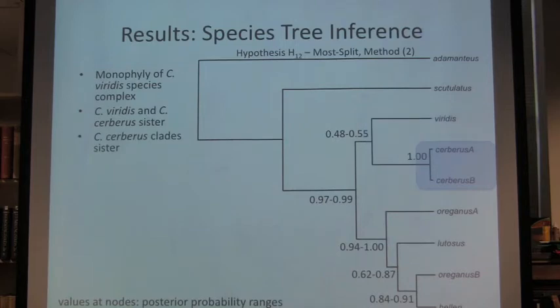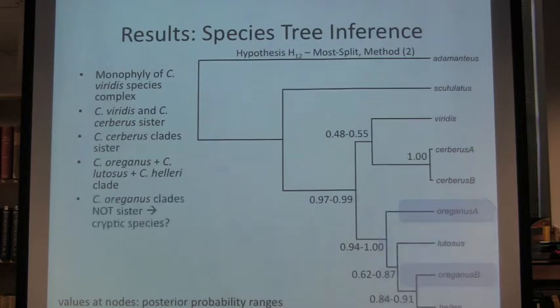In all analyses where Cerberus was split into its 2 sister clades, they fell out as sister to one another with posterior probability of 1. I found a clade containing Crotalus organus, lutosus, and helleri. But within this clade, our two clades of Crotalus origanus are not even each other's closest relatives. This is an incredibly surprising find here.